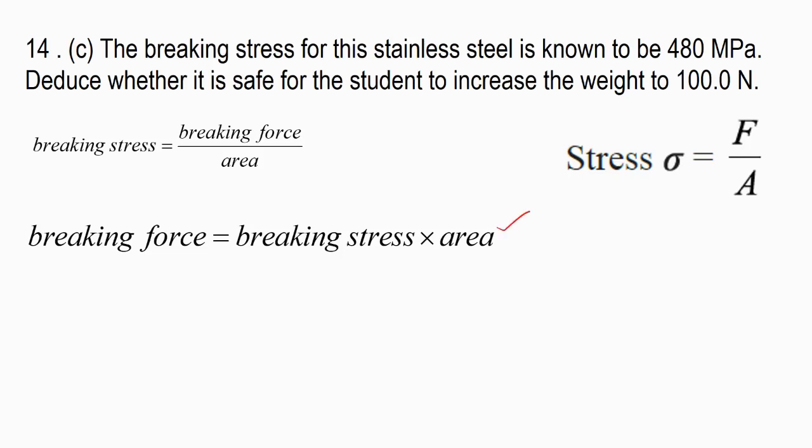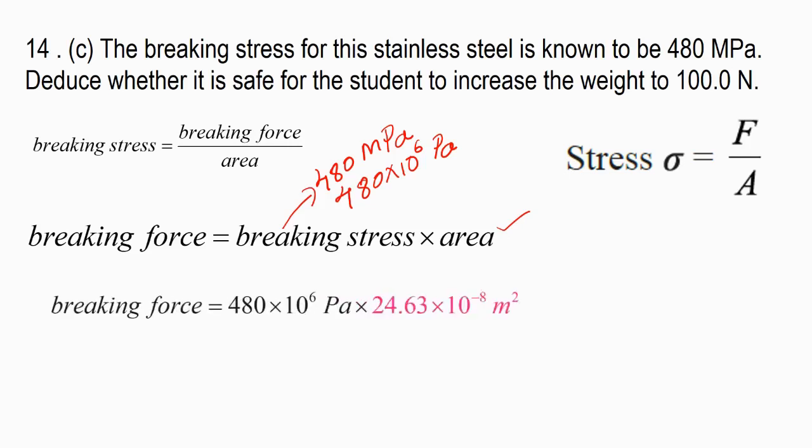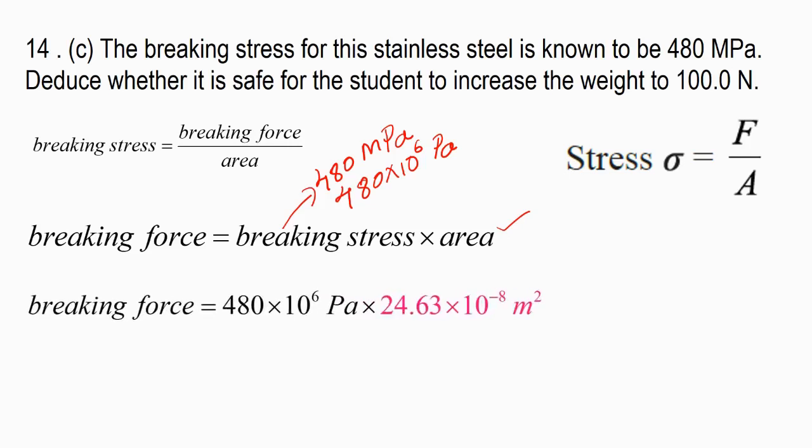But here we know the value of breaking stress. The breaking stress is equal to 480 megapascal. In the SI unit, that is 480 into 10 to the power 6 Pascal, where Pascal means Newton per meter square. So we know the value of maximum breaking stress and the area of cross section, so we can find out the value of breaking force.